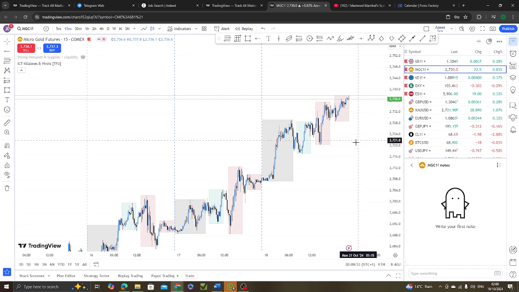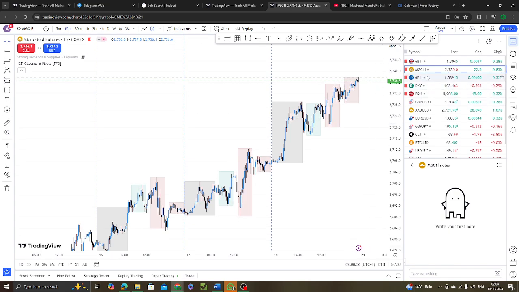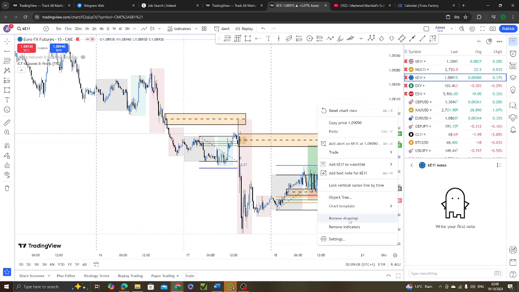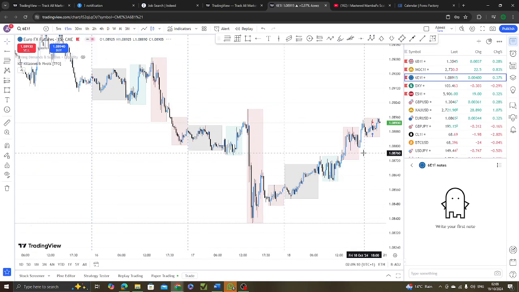So now, let me show you guys how to analyze the market and how you should get the daily interest. Okay? So now we'll start from here. This is the trade I had today. Amazing. Remove everything.